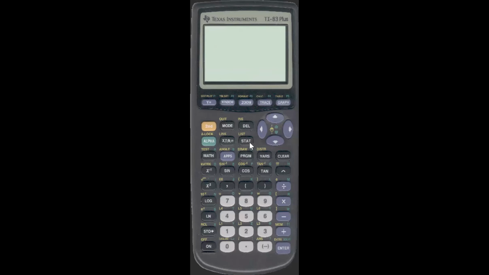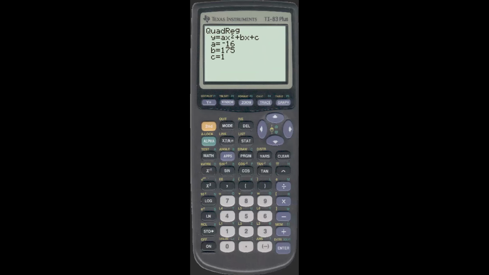I always quit first. Then I go right to calculate: stat, calc, and then you go down to QuadReg. Then you hit enter, and yours might have a screen. I'm just going to hit enter on mine, and you get those values on your screen there, hopefully. Yeah, I got those exact ones.